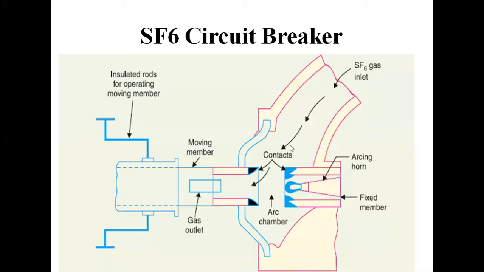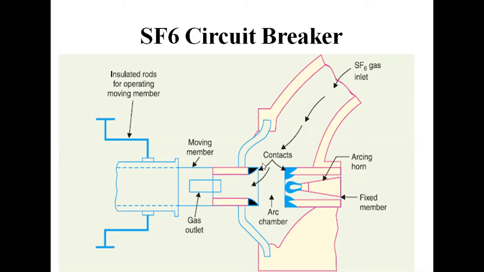This SF6 gas starts flowing through the hollow moving member and fixed member, the fixed contact. And we have a gas outlet. The pressurized SF6 gas passes through in between the arc and comes out of this gas outlet, and again it is restored and reused. So this is the construction of the SF6 circuit breaker.